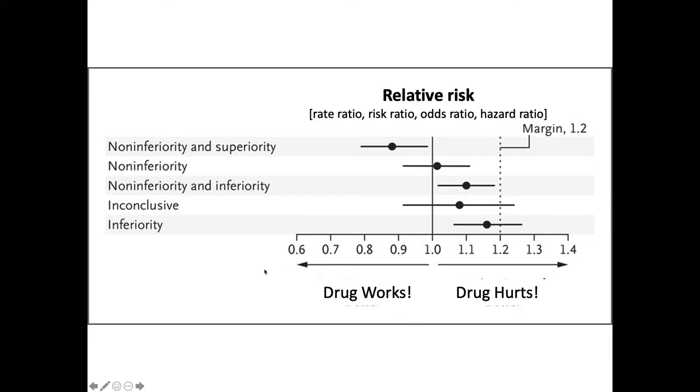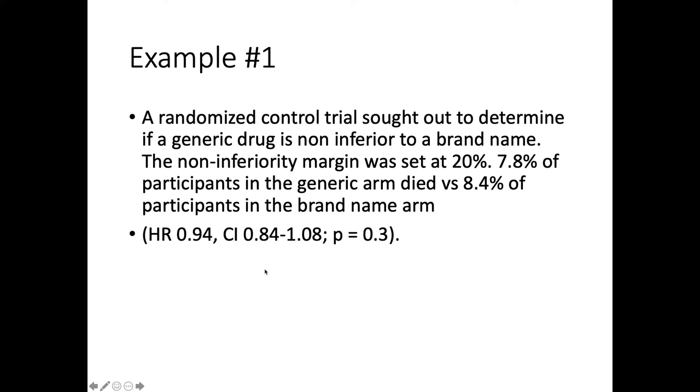I hope that helps. Let's give a couple of examples to maybe solidify this. So you've got a randomized trial and they want to know, is this new generic drug not inferior to the brand name drug? The non-inferiority margin was set at 20%. Now we can see that 7.8% of people who got the generic drug died, as opposed to 8.4% of those who got the brand name drug.